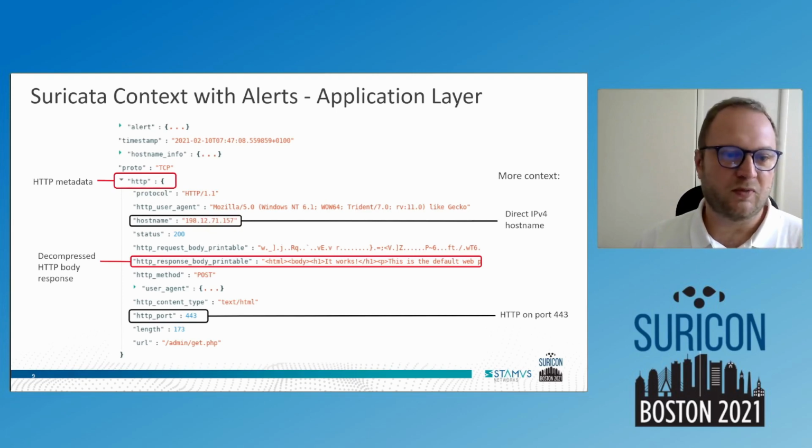Here we also got some nice information, like the HTTP hostname is an IPv4 direct, and the HTTP port is port 443. So it gives you a lot of context on top of the alert, allowing you to understand that no, it does not look like a legit request. It adds up on top of what has been detected by the signature, because here you got IPv4 plus 443. It means that it's not something that you will usually find on a production system.